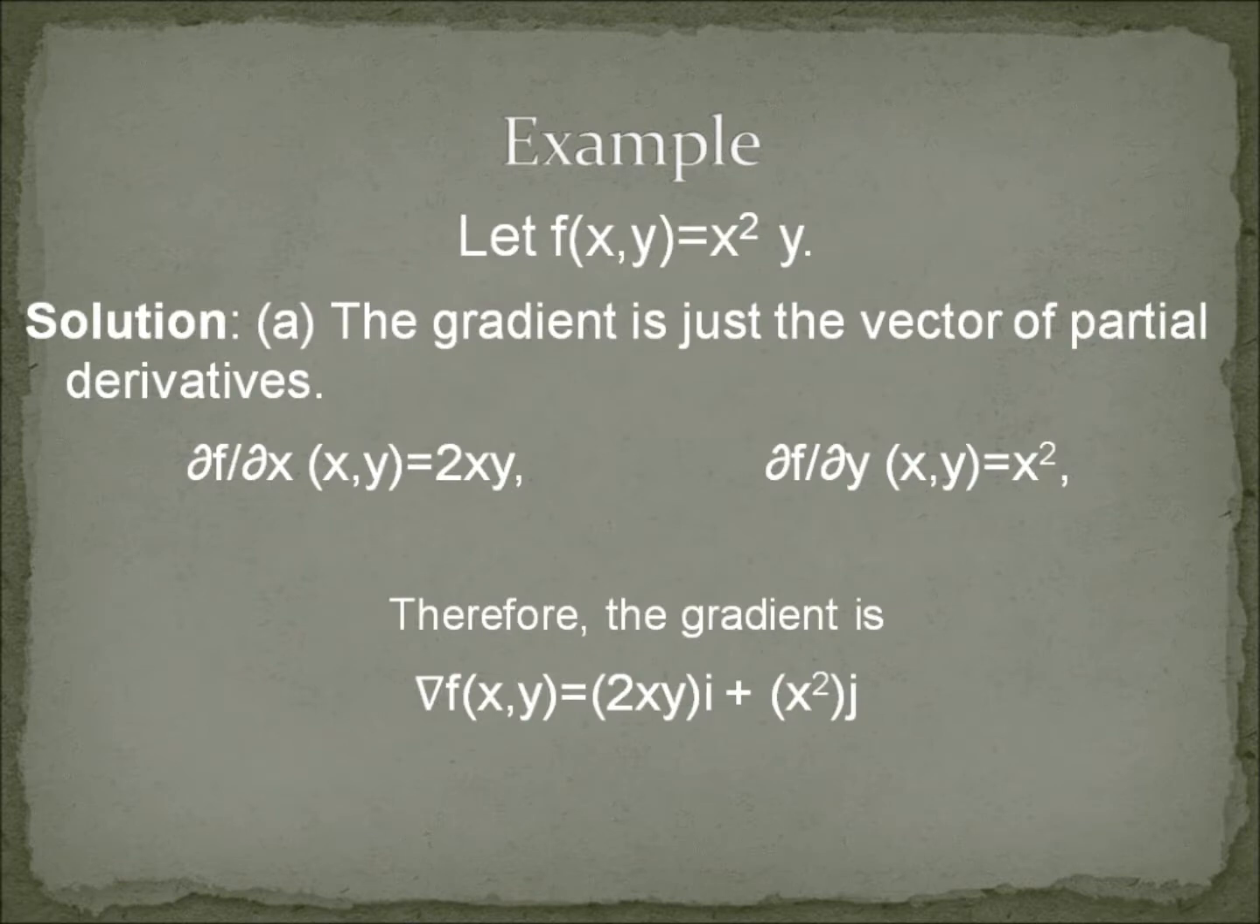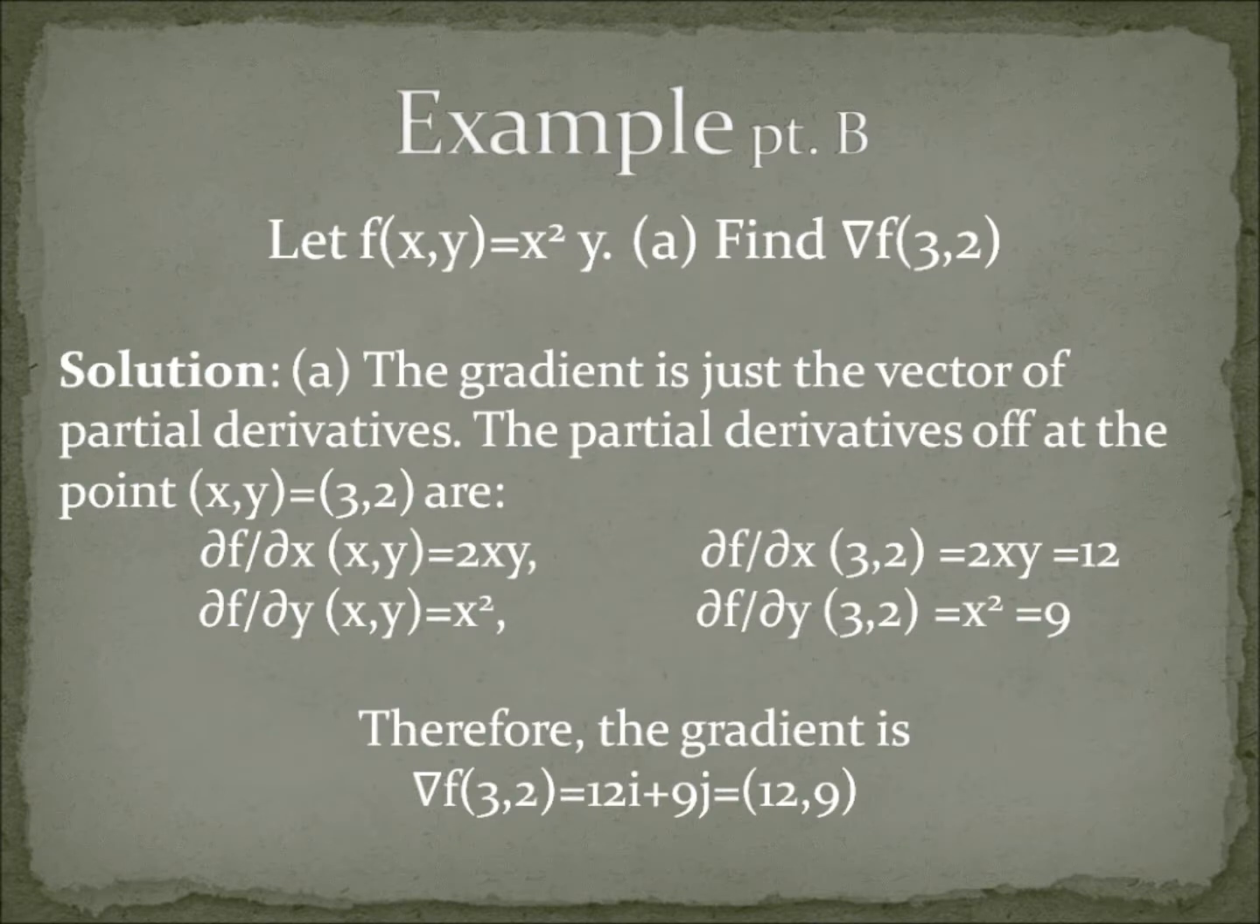For an example of this, let the function of x and y equal x squared y. To find the gradient of the function, first find the partial with respect to x, which is 2xy. Then find the partial with respect to y, which is x squared. Therefore, the gradient of the function is 2xy i plus x squared j.